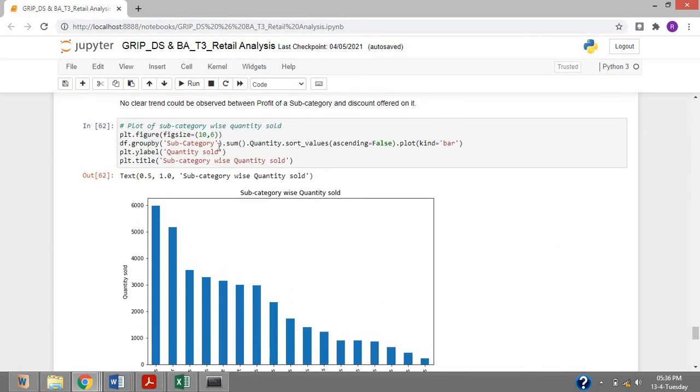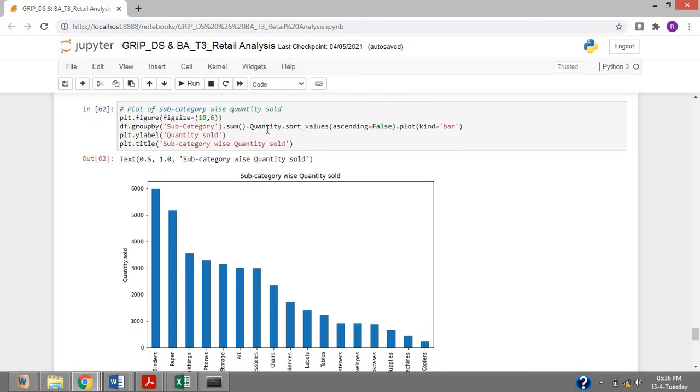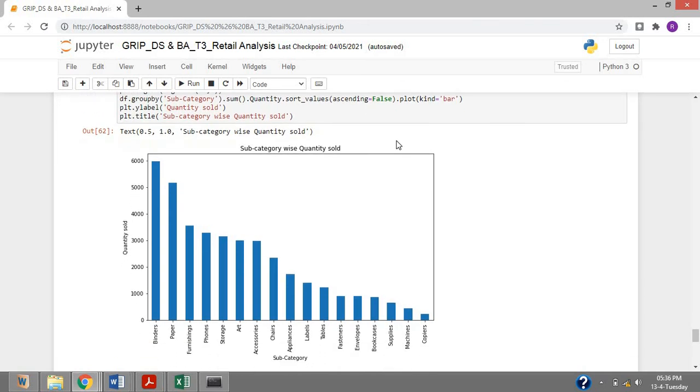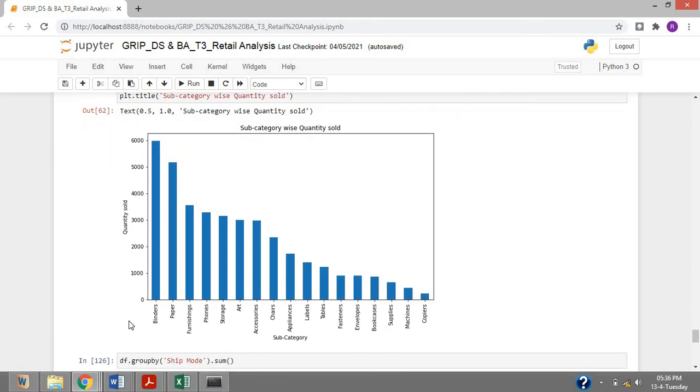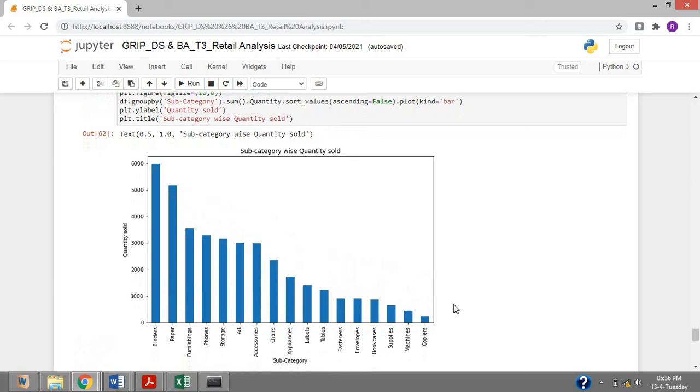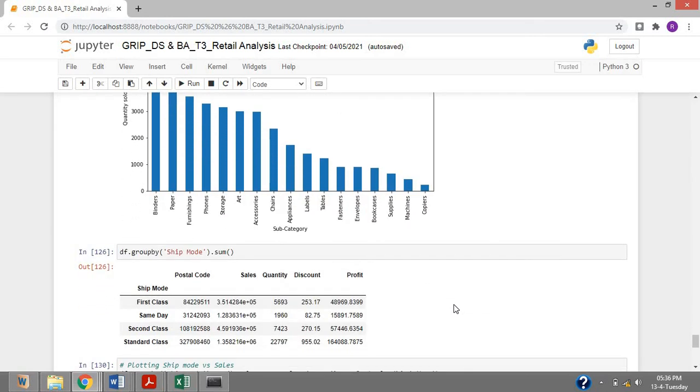Next we are interested in finding the subcategory wise quantity sold. Again here we are grouping by the subcategory, and now we are selecting the quantity column, sorting it in descending order, and plotting, naming the corresponding Y label and the title. If we see, the binders and paper subcategories have resulted in a lot of quantities being sold, whereas copiers, machines and supplies are the subcategories which have sold less.